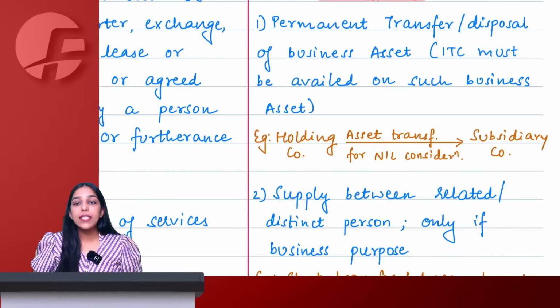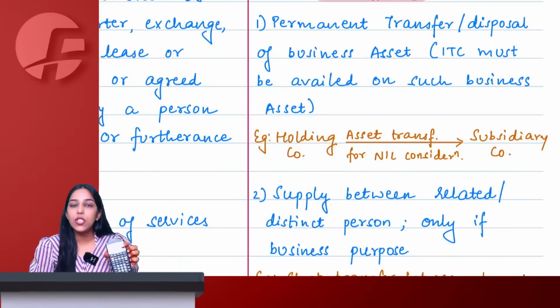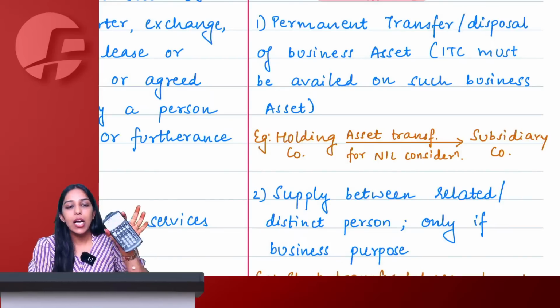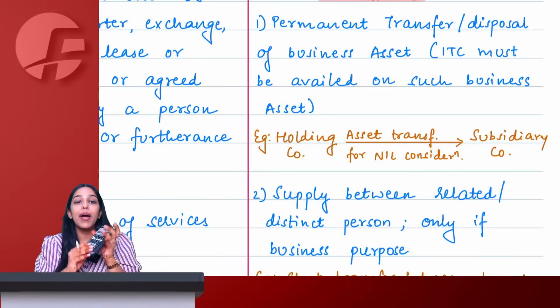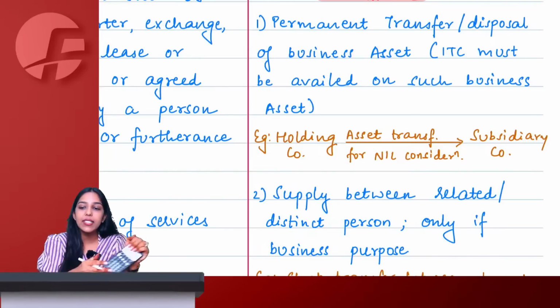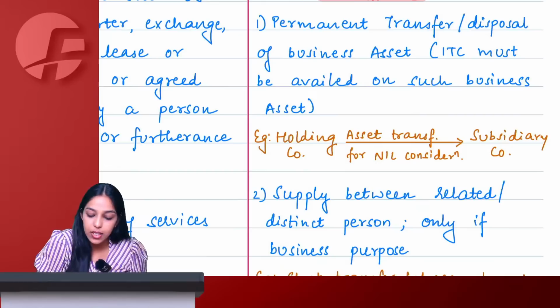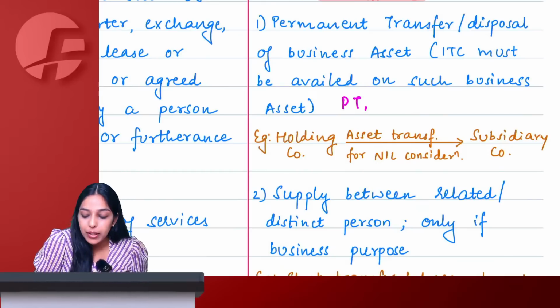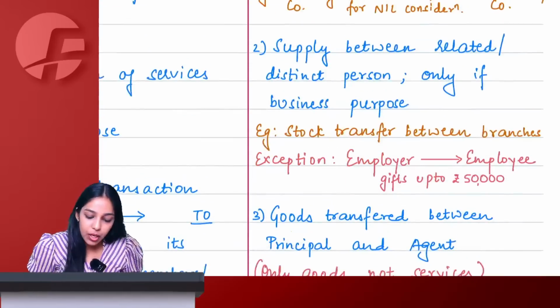Let us say this calculator is my business purpose calculator. When I purchased, I took ITC of the same. And now Manikanta asked for this calculator from me, so I gave him this calculator free of cost. So my asset I am transferring permanently free of cost, on which I had availed ITC. That also becomes a deemed supply without consideration under GST. So three conditions: permanent transfer, business asset, on which ITC had been availed.